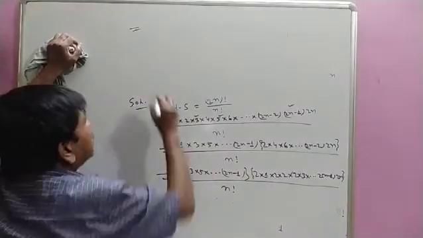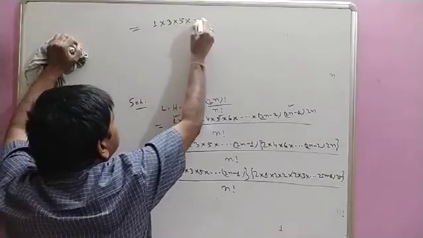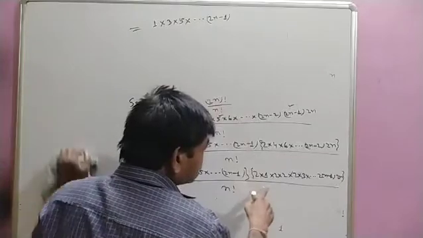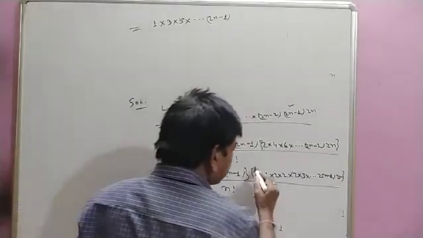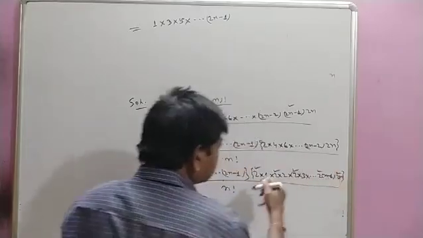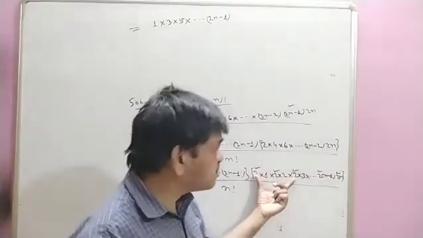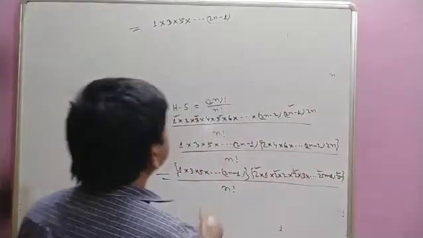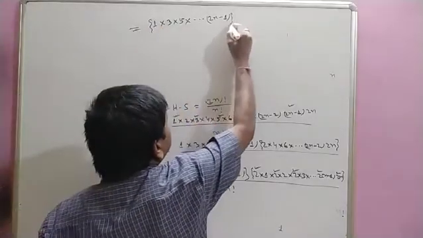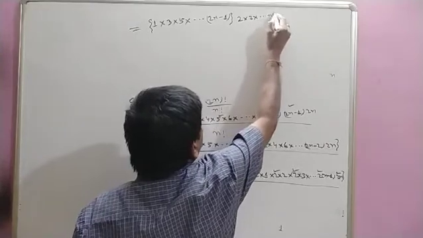Now this becomes 1 into 3 into 5 up to 2n minus 1. After that, you see here we analyze the first factor 2. Here the first factor 2, here the first factor 2, here the first factor 2. Up to this, 2 multiplied 3 times is 2 to the power 3. Similarly, up to this, 2 is multiplied n times, so it will be 2 to the power n. 2 into 2, multiplied n times.